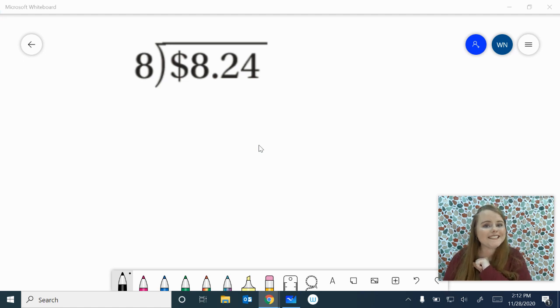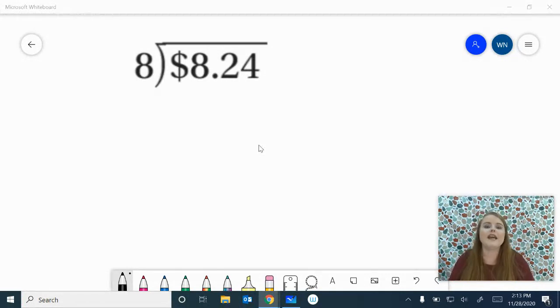You know what time it is? Because I do. It is time to start using the traditional algorithm when we're dividing decimals. You can, of course, always use base 10 blocks, but that can get a little clunky. So let's do it the traditional algorithm way. As you can see, my first problem is $8.24 divided by 8.